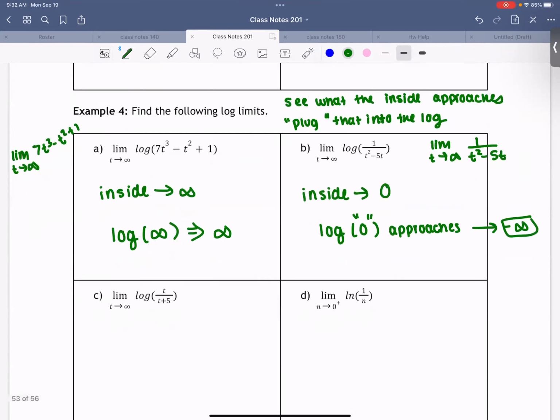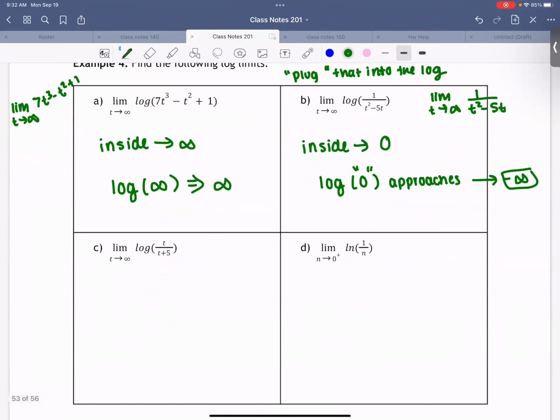Okay. All right. I think I feel pretty confident with C and D. I'm going to give you a couple minutes to work on C and D, and then we'll come back in a tiny bit. I think some of you are still working, but that's okay.